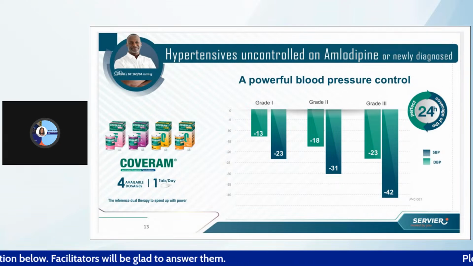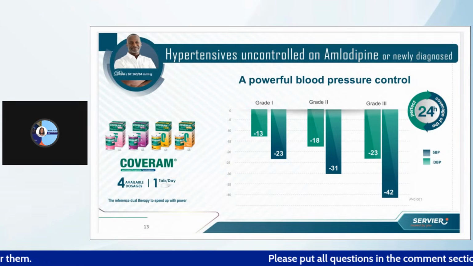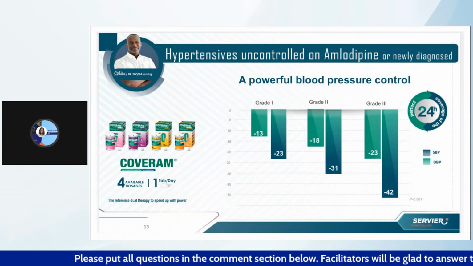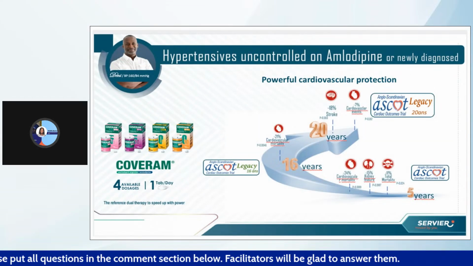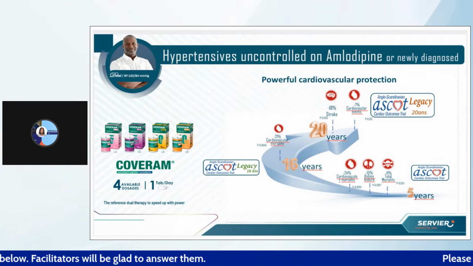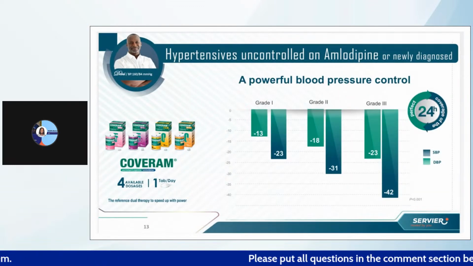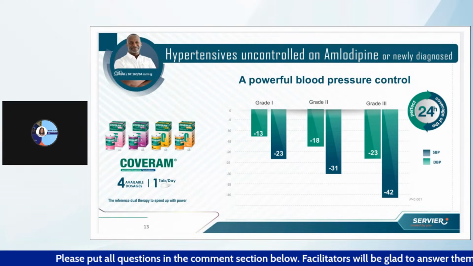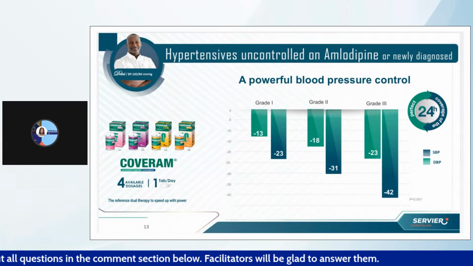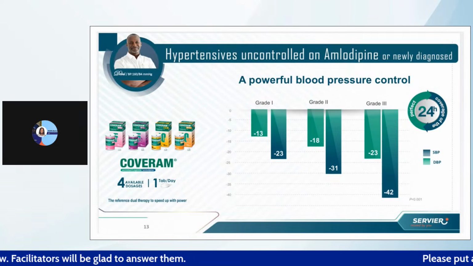So last year, ASCOT was at 20 years. And then a trial was done again with the same population. And then again, there was a reduction in the incidence of stroke and cardiovascular events. So this further proves the fact that Coveram has the tendency of offering short-term and long-term cardiovascular protection for your patient. So if you prescribe Coveram for your patient, you offer them that short-term and long-term cardiovascular protection.